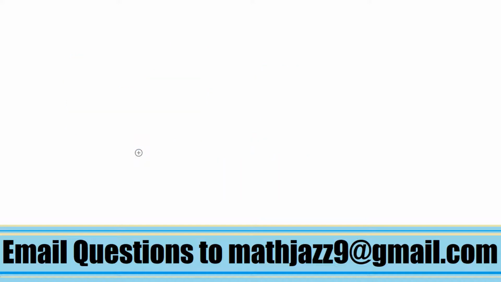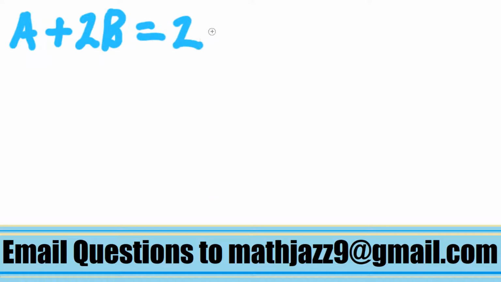Take this away. We have a plus 2b equals 20. We want to maximize ab.